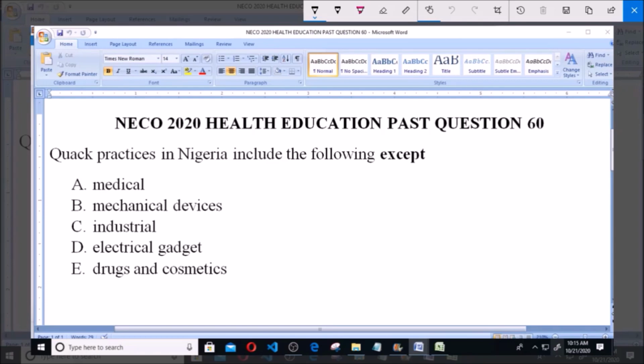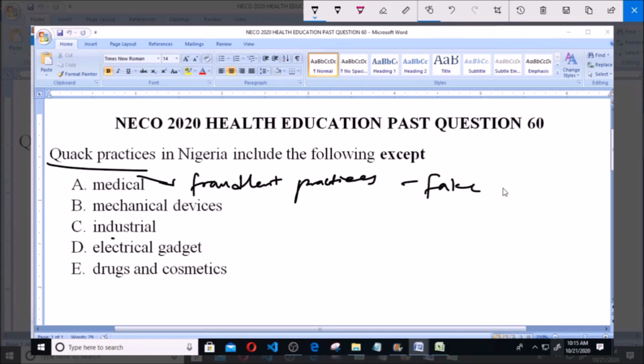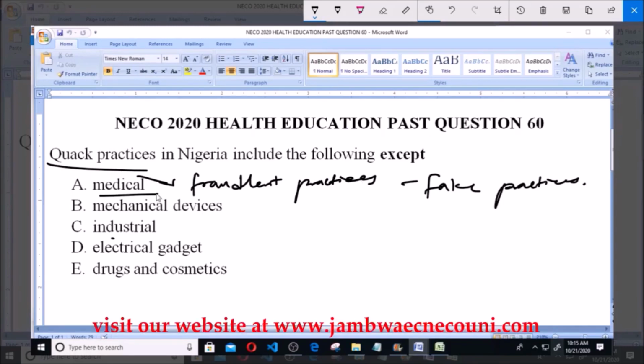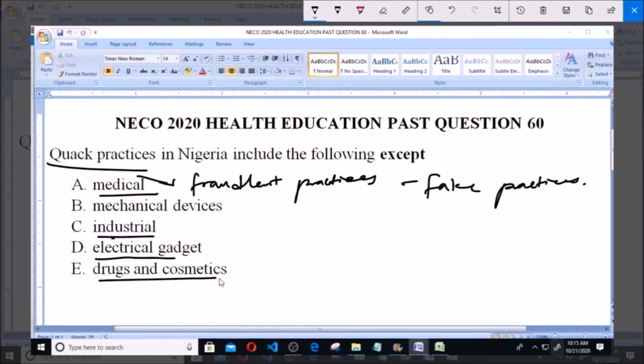Now, quack practices simply refers to fraudulent practices. In other words, you can call them fake practices. Now, in Nigeria, there are a lot of fake practices in the medical sector, likewise in the industrial sector, even in electrical gadgets and drugs and cosmetics. This is because all these sectors are very susceptible to fraudulent practices.